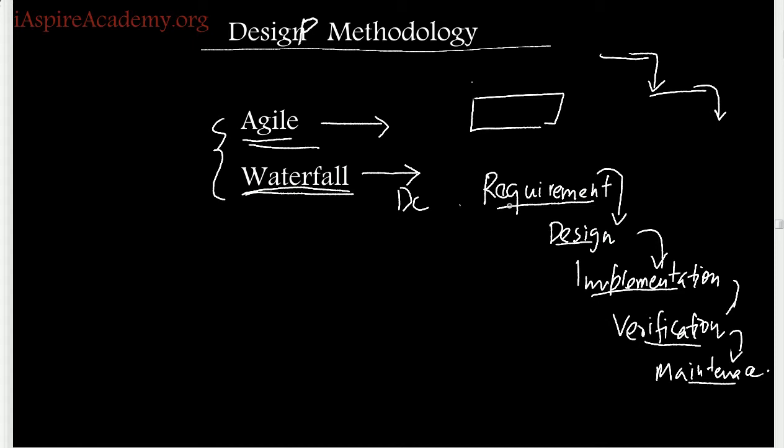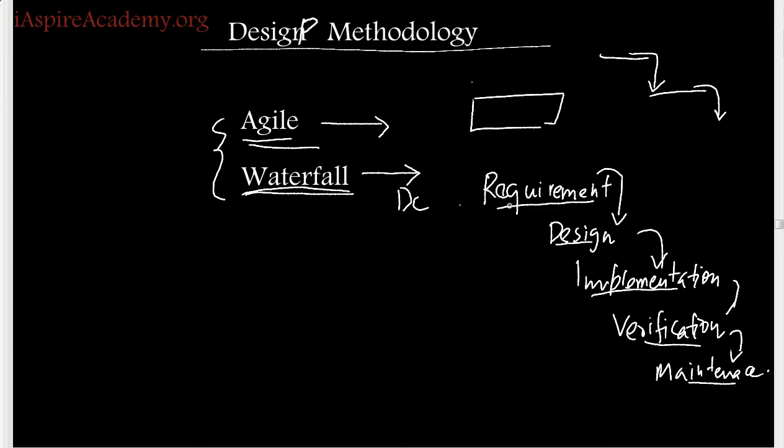So around 2001, a few people gathered, probably in a ski area in Utah. They brainstormed for days and came up with a new methodology, especially for the software world, and they named it agile. What this really is, is an iterative methodology.